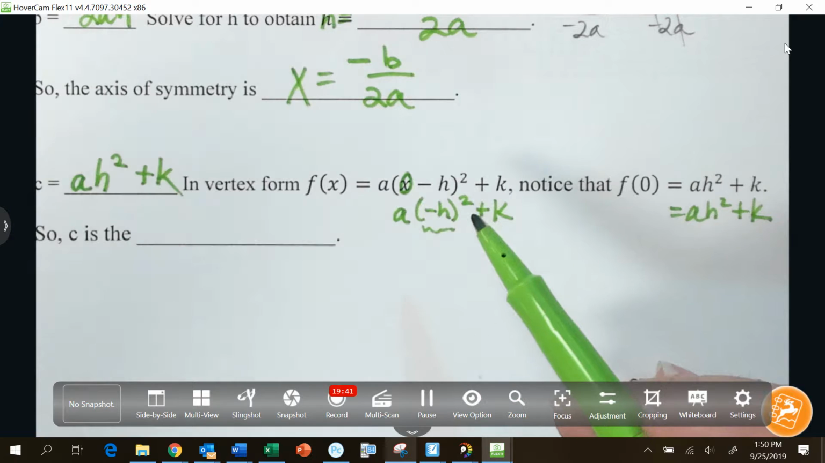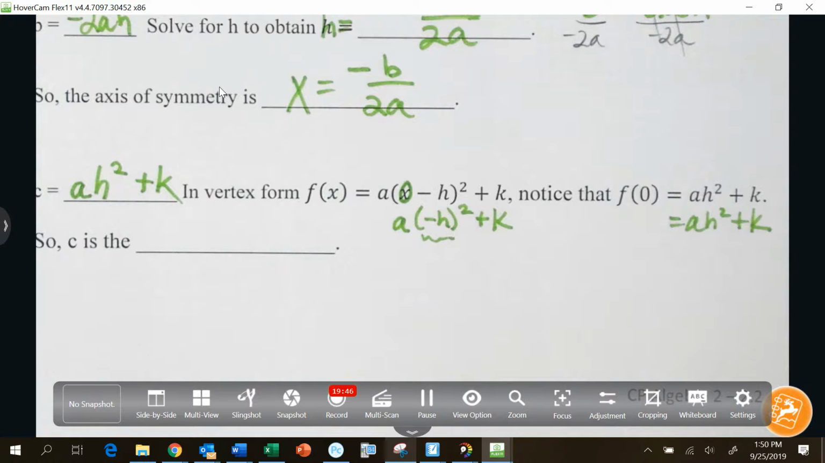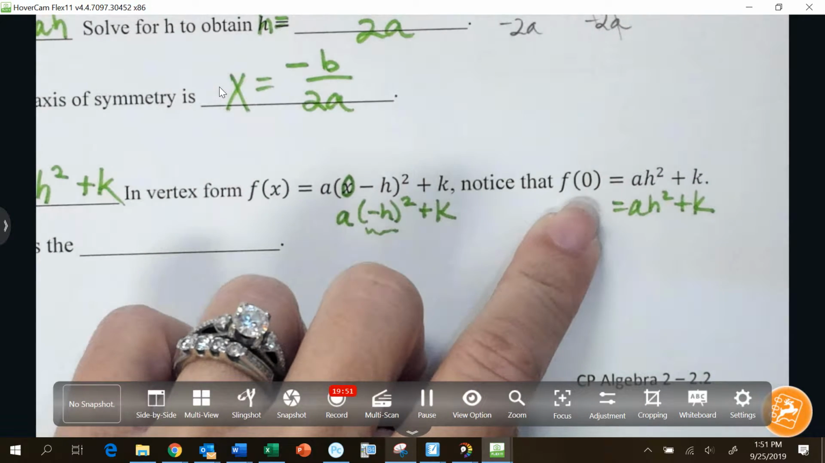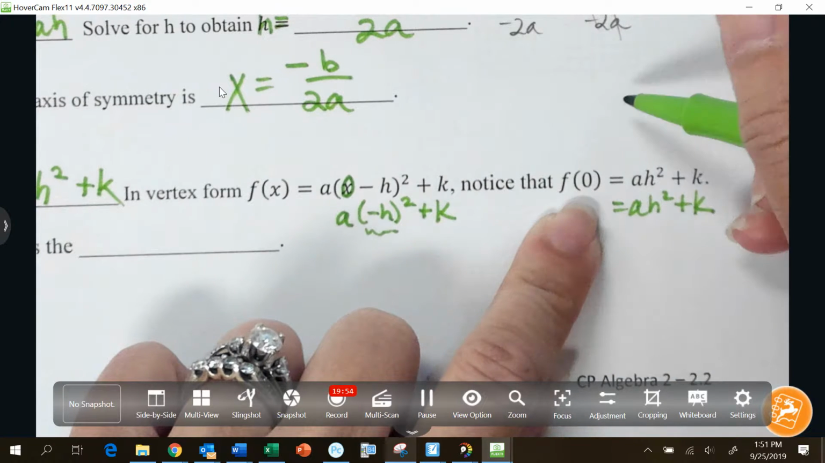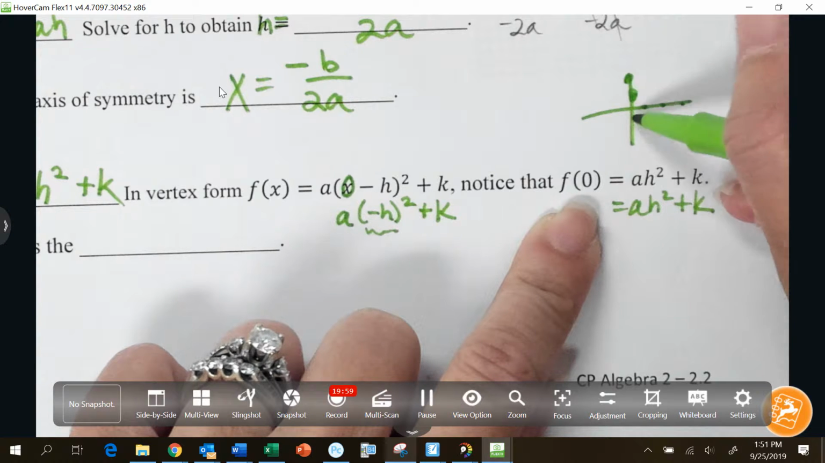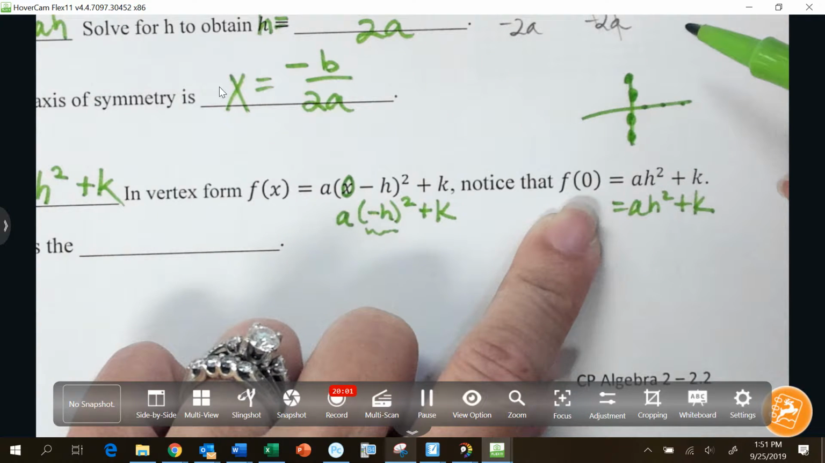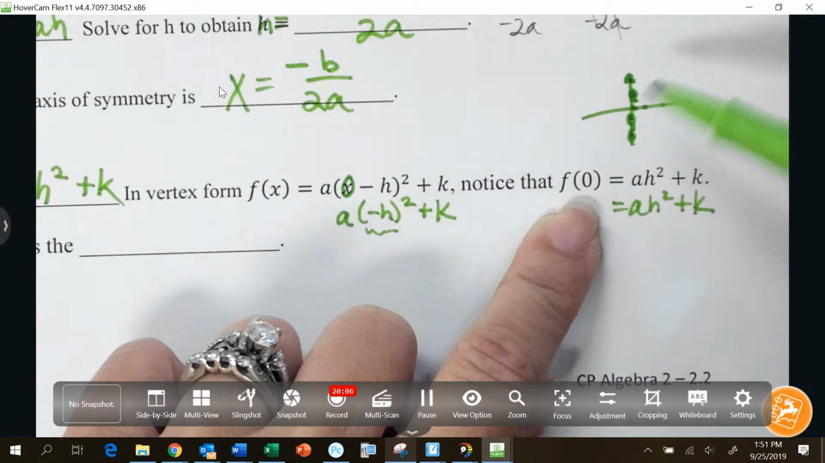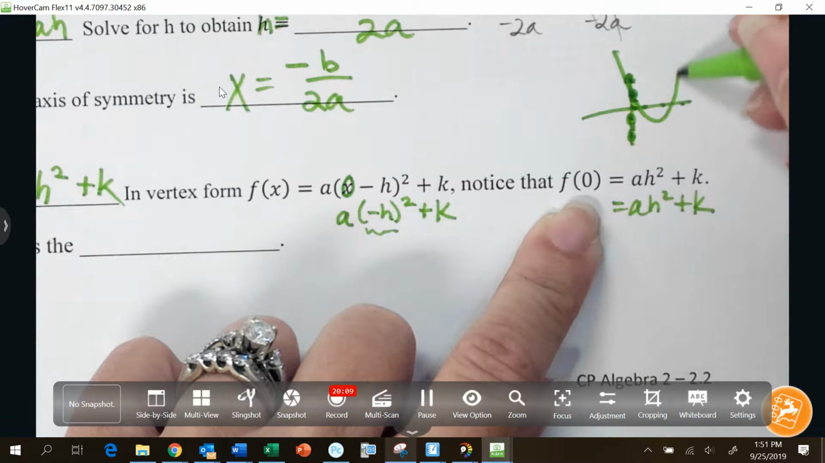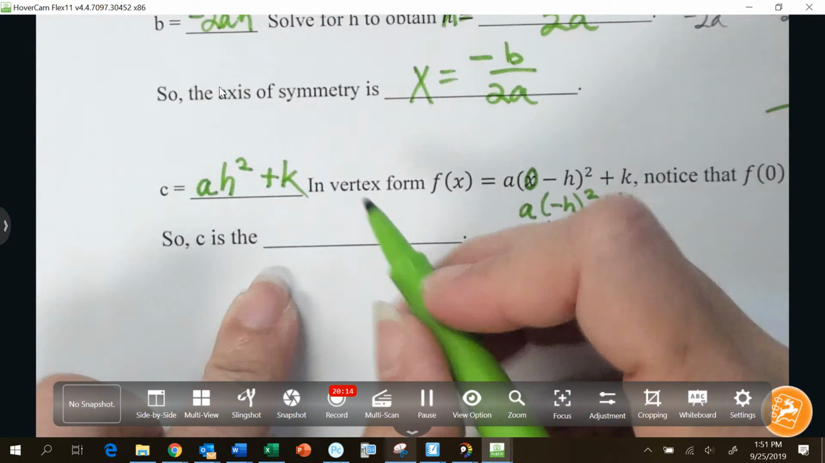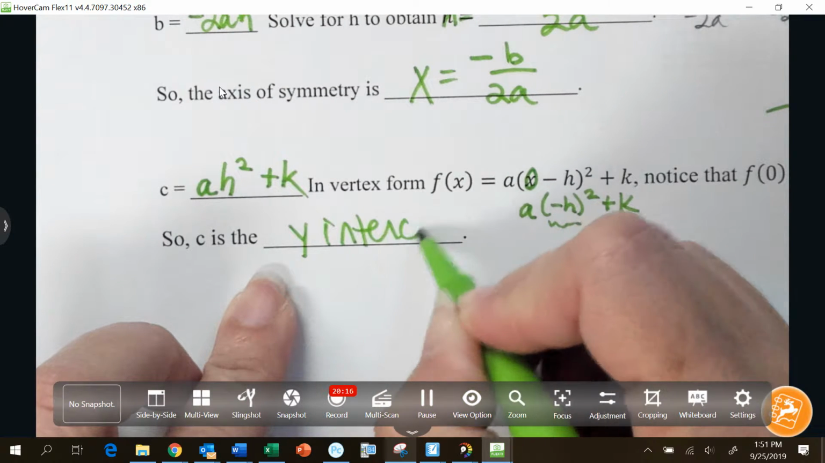What am I finding if I plug in 0 for h? No, sorry, you just said h. If I plug in 0 for x in the equation, what is that on a graph? If x is 0, that could be anywhere here. What is that on the parabola? It's the y-intercept. C is the y-intercept.